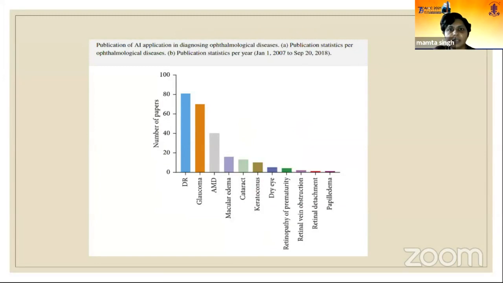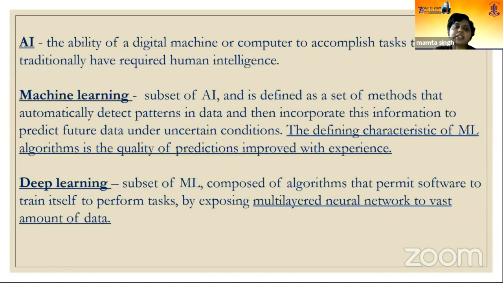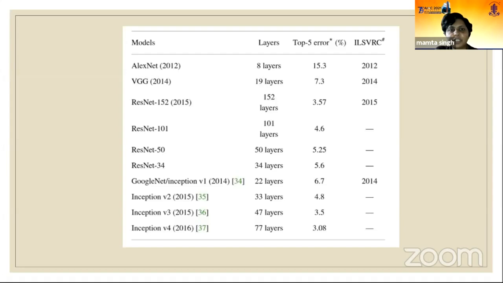This is the chart of PubMed articles on the subject of artificial intelligence from the year 2007 to 2018. And we can see diabetic retinopathy and glaucoma are definitely leading the way, but keratoconus and dry eye are also now coming up in a big way. So what exactly is artificial intelligence? It is the ability of a digital machine or computer to accomplish tasks that traditionally have required human intelligence. And machine learning is a part of AI, and its characteristic is the ability to predict and improve with experience. Deep learning, again, is a part of machine learning, where a large amount of data is fed to a multilayer neural network. These are the different models of artificial intelligence which are being used in ophthalmology.